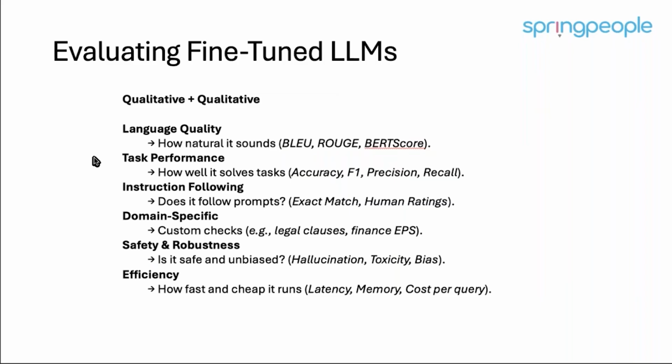When I say language quality, it is in terms of the next word that is being generated and things like that. If you're looking at task performance, then you're looking at accuracy and F1 score, precision and recall, etc., to get the qualitative output. With respect to instructions, you're looking at an exact match or a human rating, things like that. If it's domain specific, then you're looking at the specific outputs of each of those prompts that you give to get the output as such.